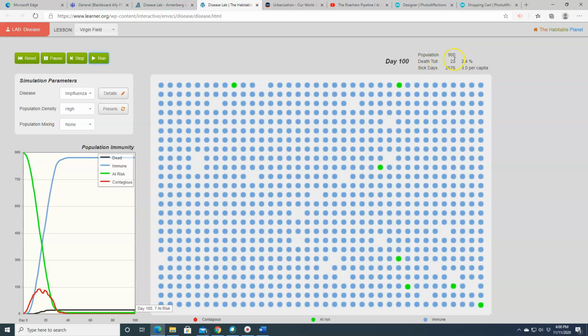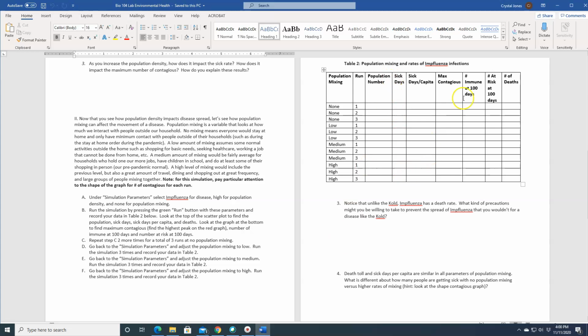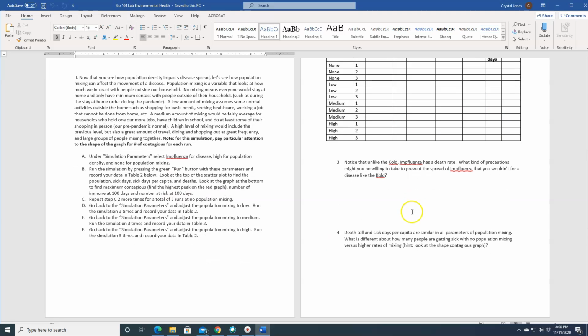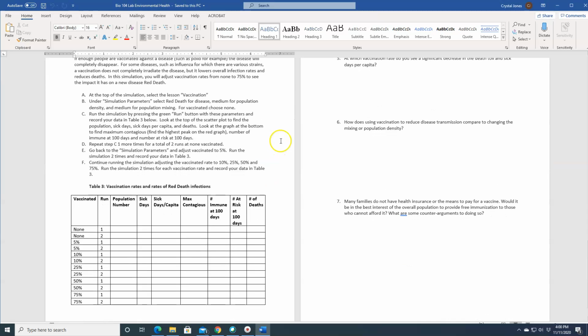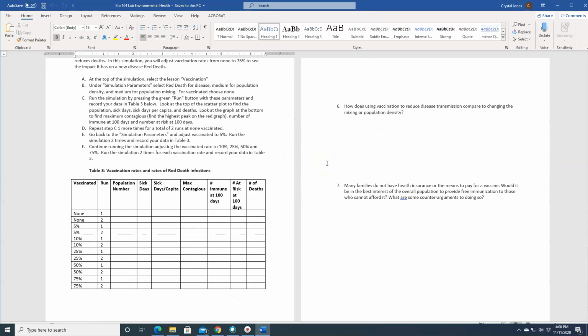And again, what you're looking at is the death toll. We have that in a percentage as well. How many days people in the population were sick, and again, sick days per capita, just as before. So once again, you'll put all that information in the table as before. You'll answer specific questions about that. And then last but not least, we're going to look at what happens if we were looking at a disease for which there was a vaccination, and how do vaccination rates change these numbers?